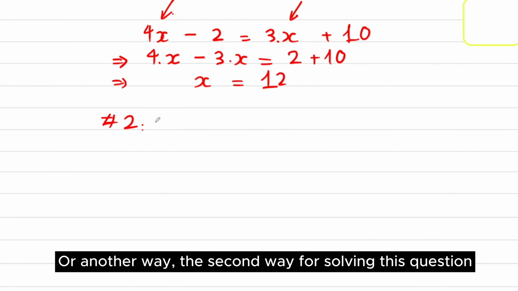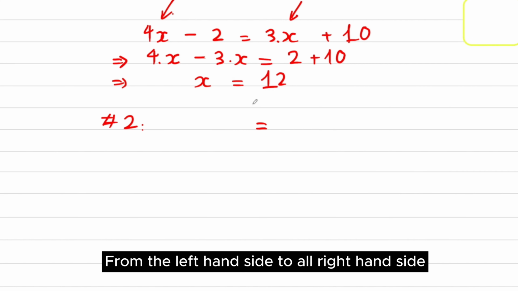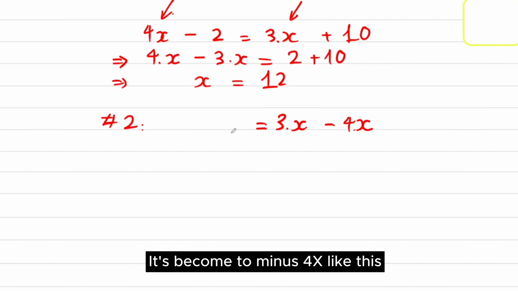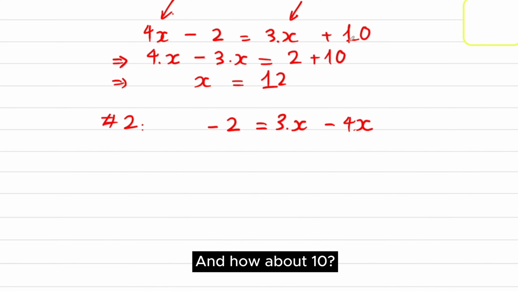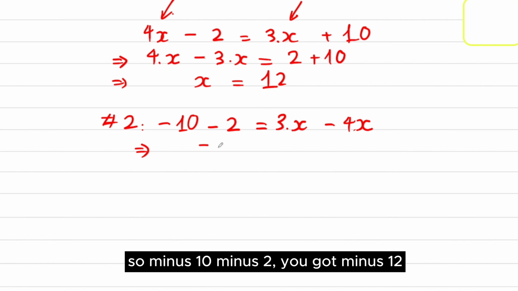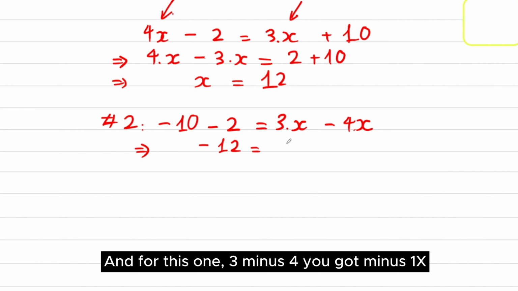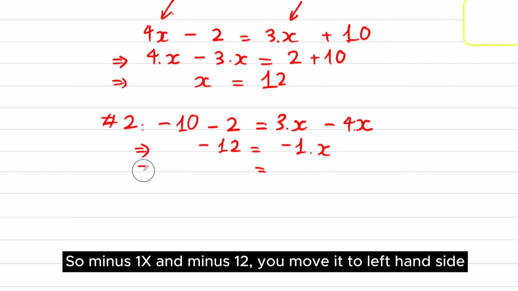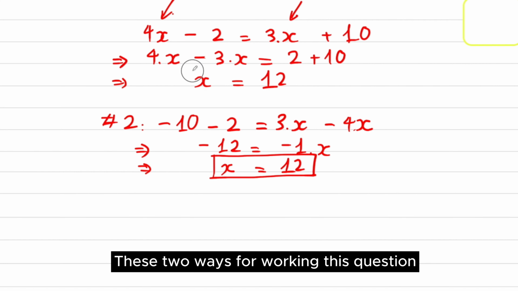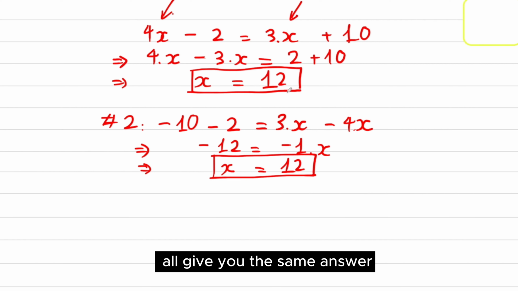Or another way, the second way for solving this question, you can change every x from the left hand side to the right hand side. 3x on the right hand side, you keep it unchanged, and 4x from the left hand side, you move it to the right hand side, it becomes minus 4x like this. So negative 2, you keep it here. And how about 10? 10 from the right hand side, you move it to the left hand side, it becomes minus 10 here. So minus 10 minus 2, you get minus 12. And for this one, 3 minus 4, you get minus 1x. So minus 1x and minus 12, you move it to the left hand side, it becomes x, and this one becomes 12.